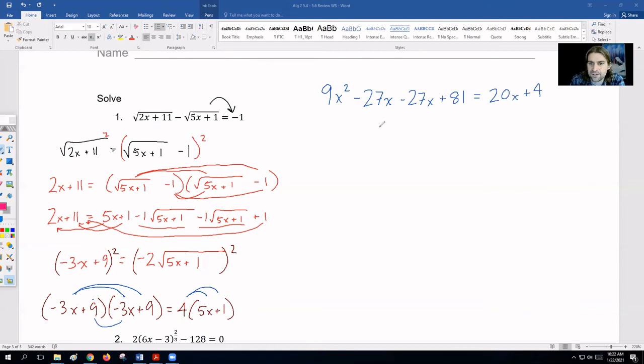Okay, we can combine like terms here and get our quadratic problem now. We have 9x squared. If we subtract this 20x over, we would have negative 27 minus 27 minus 20, which would be negative 74x. We can subtract 4 from 81, and we would get a positive 77.